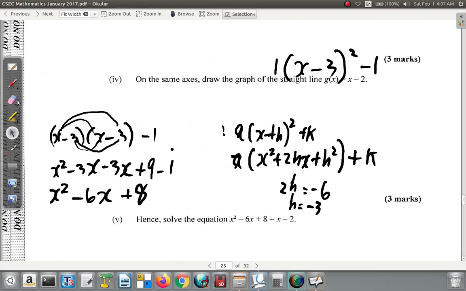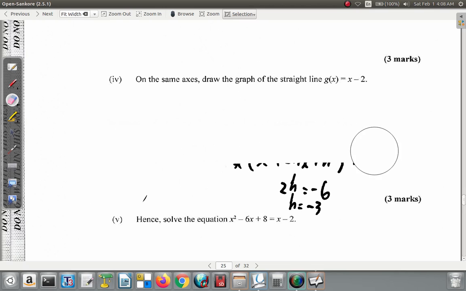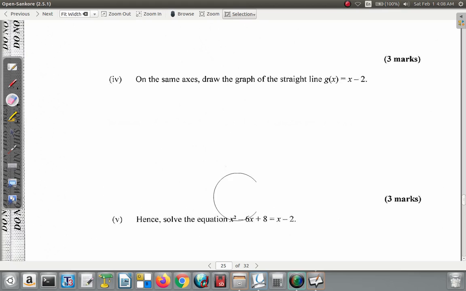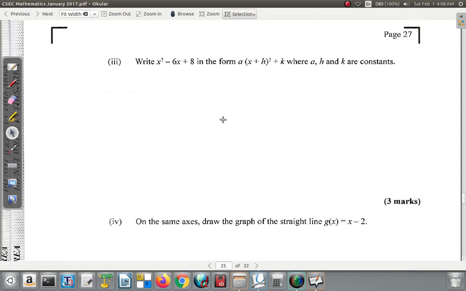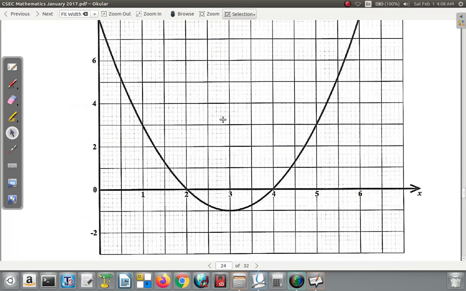Part 5 says on the same axis draw the graph of the straight line y equals x minus 2. The graph of a straight line y equals x minus 2. So y equals x minus 2. What does it look like?